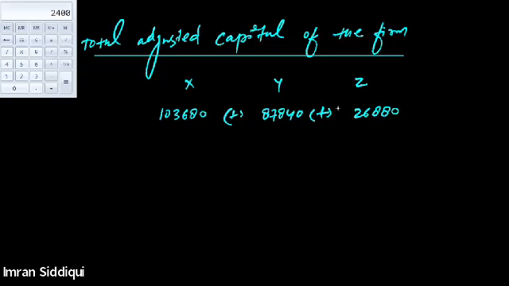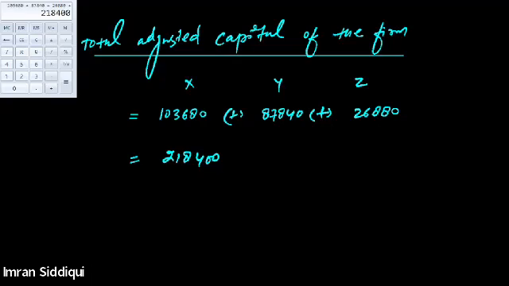Right, now we can total this and we will be able to determine the total adjusted capital of the firm. 103,680 plus 87,840 plus 26,880. So the total amount is 218,400. Right, everyone?